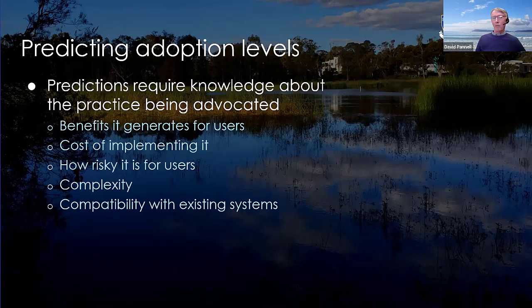All right, how do we predict realistic adoption levels? Inevitably, good predictions require knowledge about the practice being advocated. That's one thing you need to understand, the practice itself. What behaviour are you trying to promote? You need to understand what benefits that practice or behaviour would generate for the users, if any. It may not generate any.